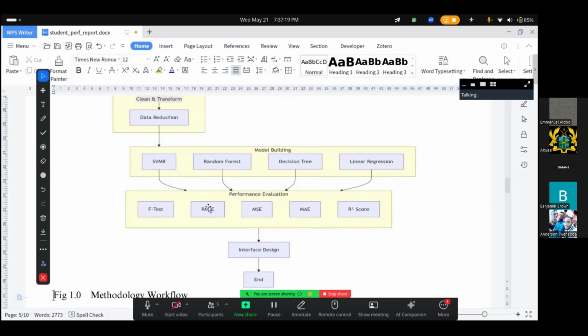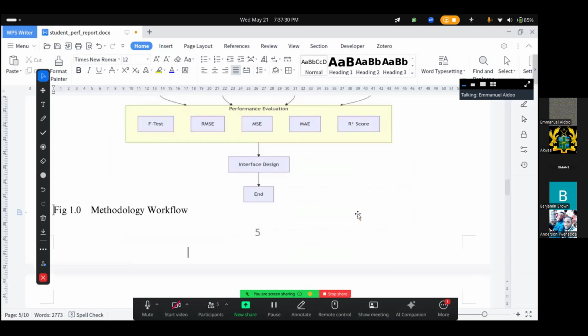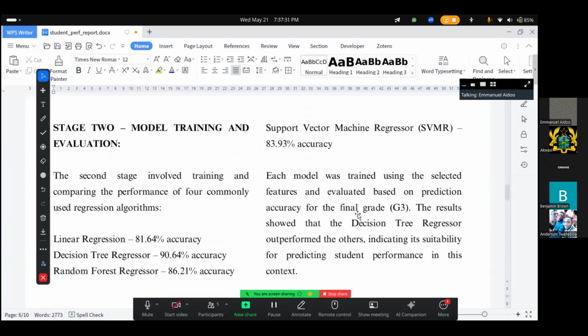Okay, I continue. We also did MSE as the mean error, and then also the MAE, and then the R square score, all to check for the performance of the models.